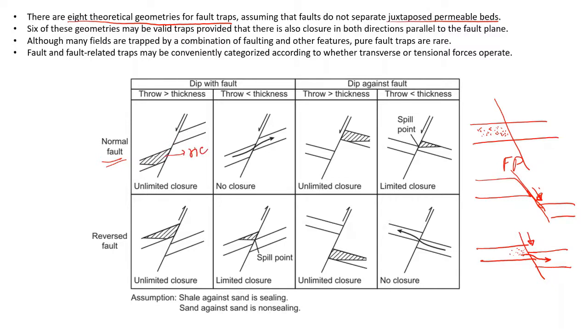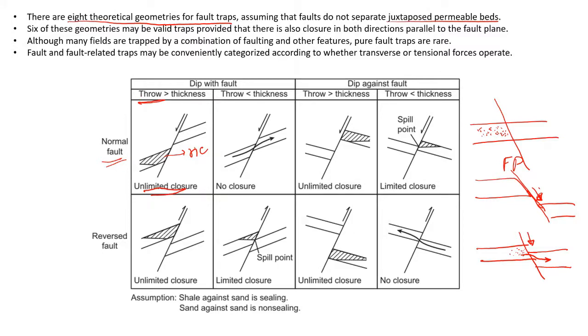If this is the hydrocarbon trap over here, if there is sufficient slip, then there would be an unlimited closure. Means this hydrocarbon will be trapped by this fault plane, if, in technical terms, the throw of the fault is more than the thickness of strata.